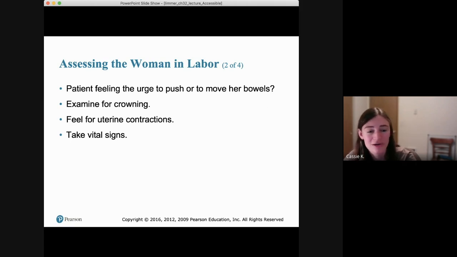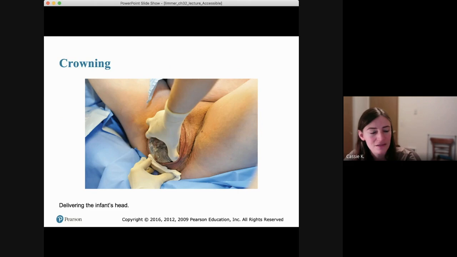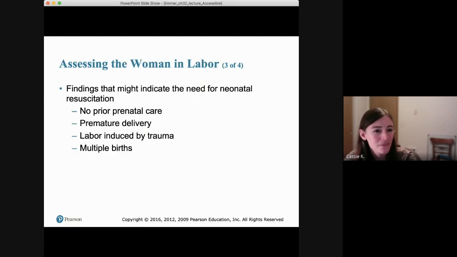So we'll look for signs of crowning. We'll feel the uterine contractions and make sure we get vital signs. So if delivery is imminent, then we're going to assist with delivery. So starting with assisting delivering the head. Findings that might indicate need for resuscitation after delivery.